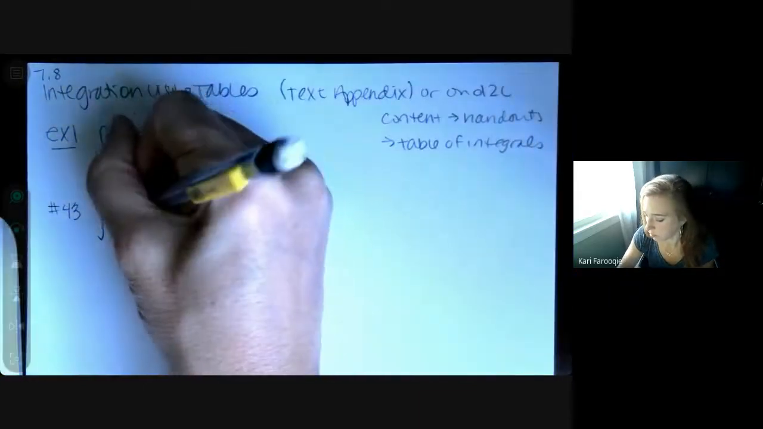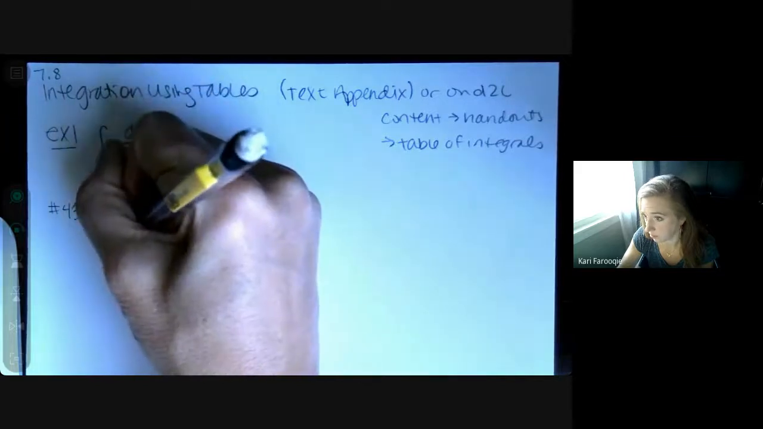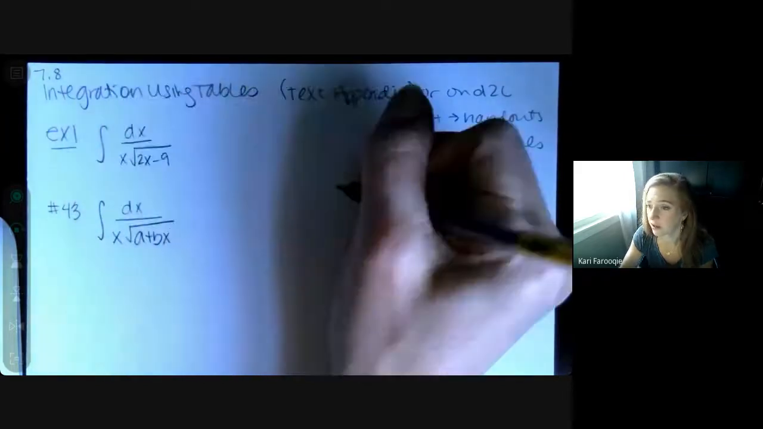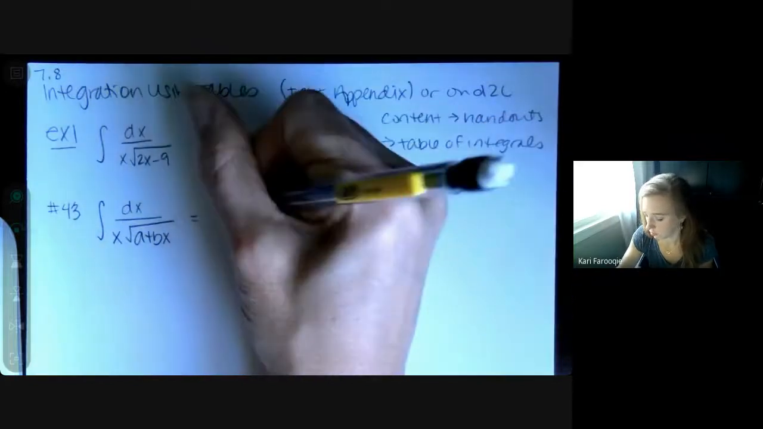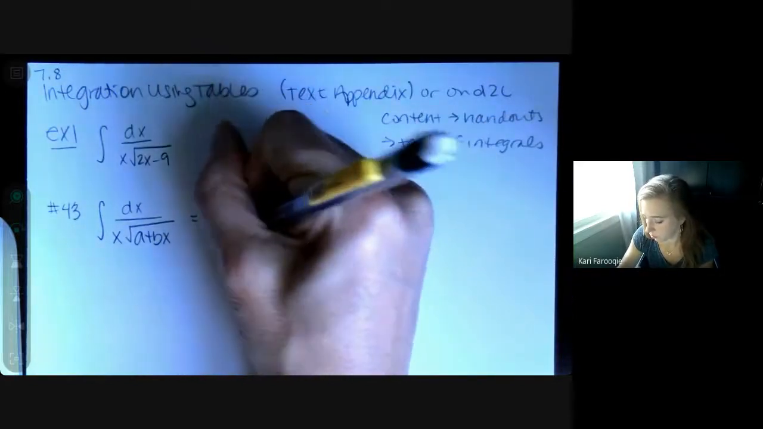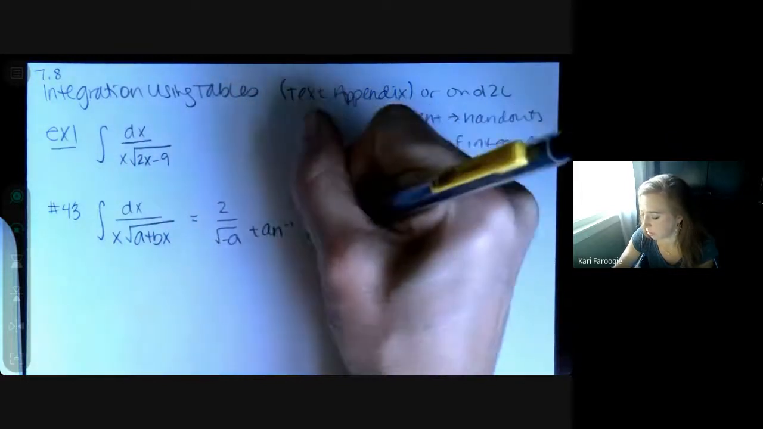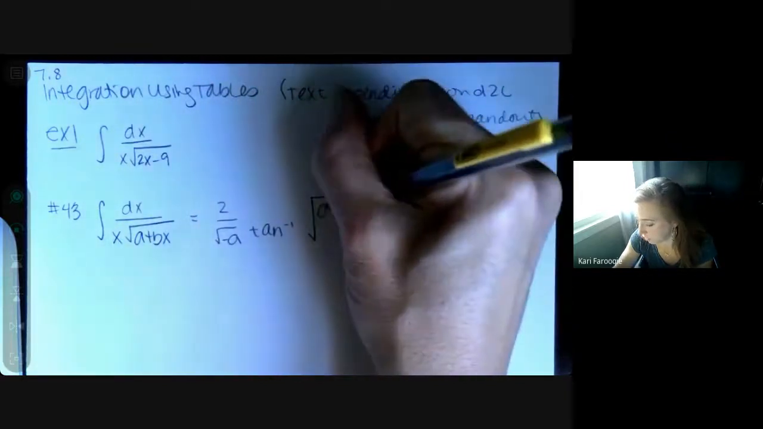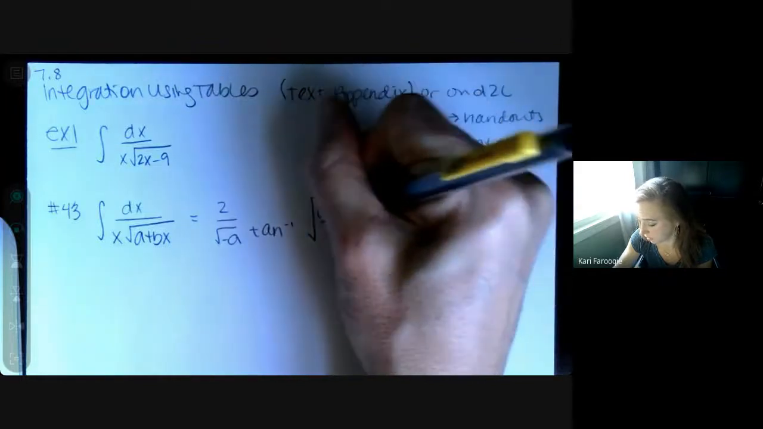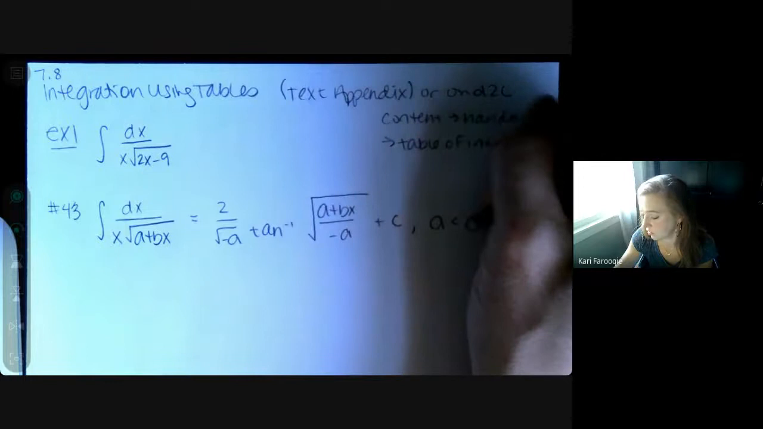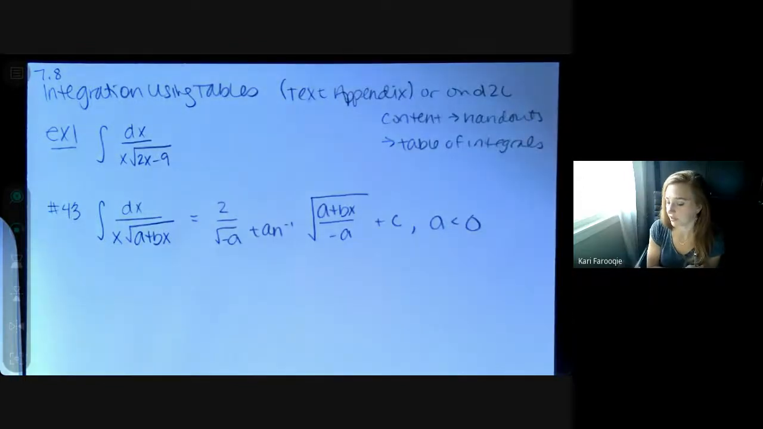All right, number 43 was the integral of dx divided by x times the square root of a plus bx. And this one is equal to 2 divided by the square root of negative a times the inverse tangent of the square root of a plus bx divided by negative a plus c. And this is in the case that a is less than 0.